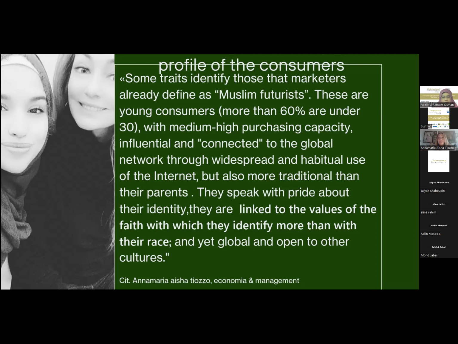But, and this is the most important part, also more traditional than their parents. They speak with pride about their identity, and they are linked to the value of faith with which they identify more than with their race. And yet they are very global and open to other cultures. So this is the profile of the typical consumer for the halal industry, for Islamic marketing.